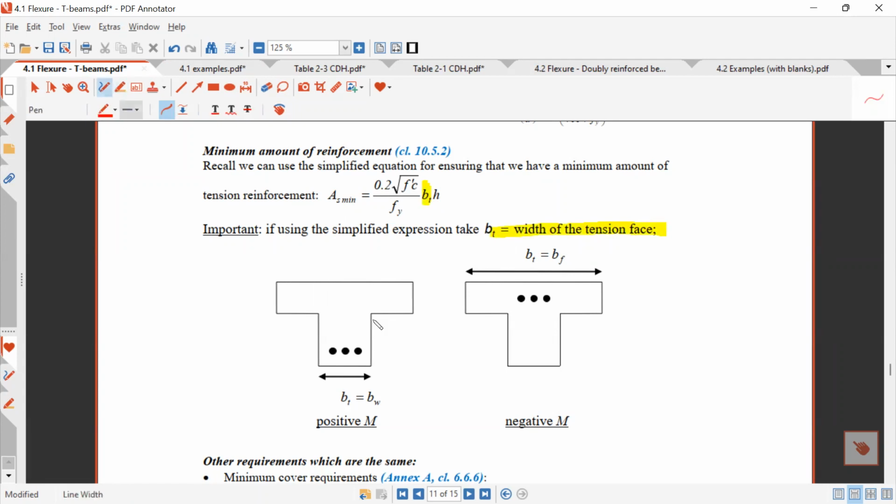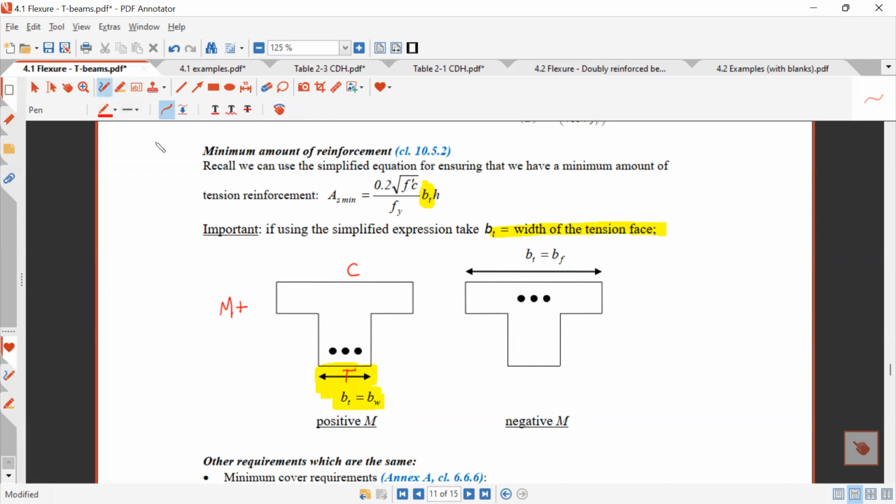So if you have a T-beam which looks like this and it's under positive moment, we said the compression is going to be at the top, tension at the bottom. So this BT we said is the width of the tension zone. So what would you use in this equation here? You would use BT equals BW, right? So if you have a T-beam and you want to do this AS min check, you need to put in here BT, which is this width BW.